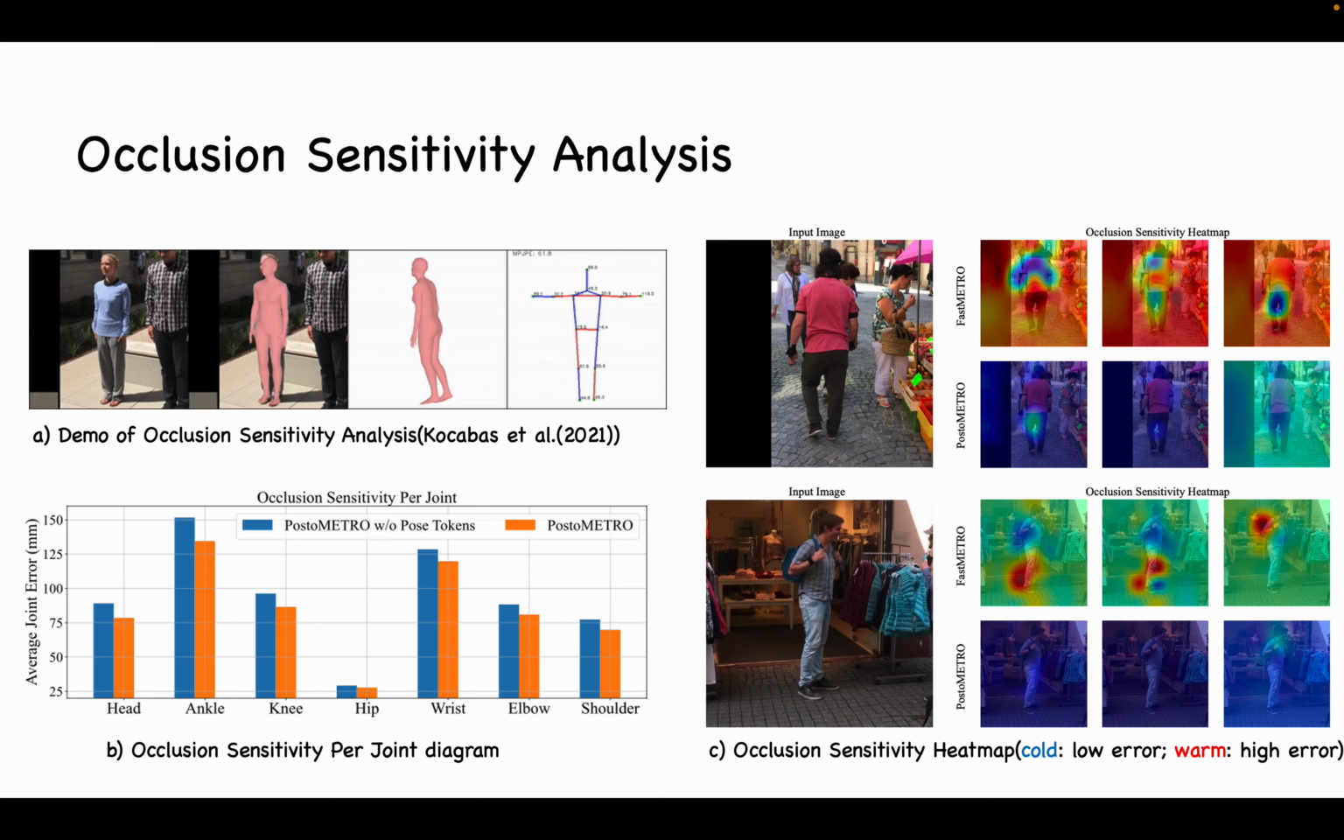The bar chart in Figure B demonstrates how much the error is per joint. As you can see, the model without pose tokens yields higher error at every joint, showing that the pose tokens can act as useful hints for a 3D mesh reconstruction model.